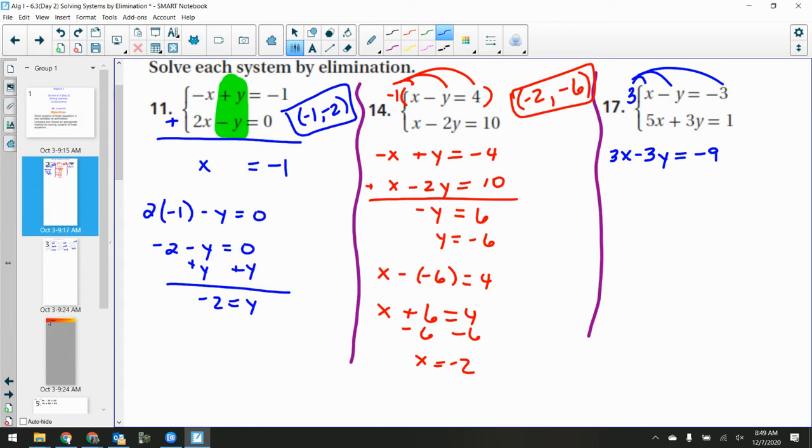Keep your bottom equation exactly how it is. 5x plus 3y is equal to 1. And look at that. Look at my y values, all nicely lined up. Opposites, they'll cancel each other out. Negative 3y, positive 3y, gone.